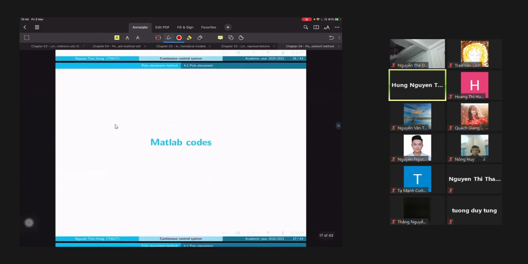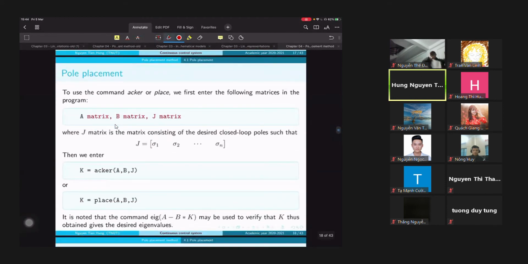And for the MATLAB code, you can show the pole placement problem using Ackermann or place. This is the command. We use acker or place. Okay. So how can we do that? We can use this. You see, this is the first command to design and find the gain matrix K. Okay, or you can use place.